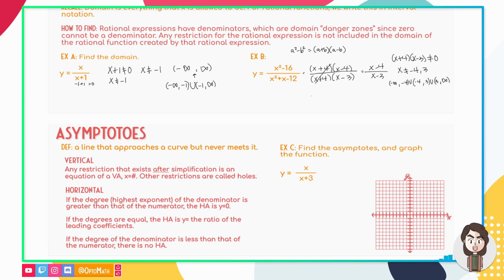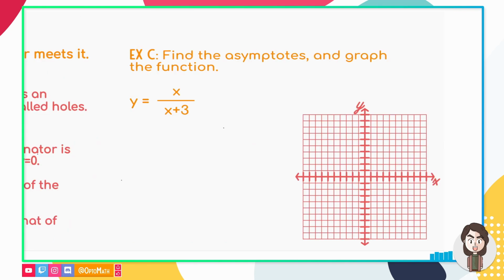So let's look at example C here. Let's look at our asymptotes, and then we're going to do a quick graph of our function, because if we know our asymptotes, it makes graphing pretty easy, really, even though it looks kind of funky for rational functions. So let's look at vertical asymptotes first. Remember, we're looking for restrictions that only exist after simplification.